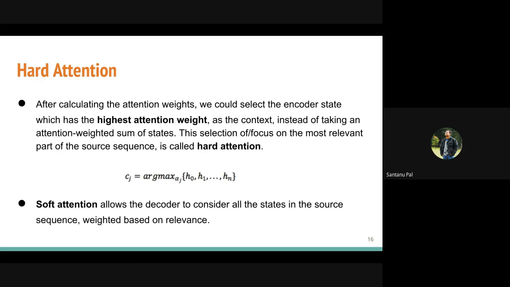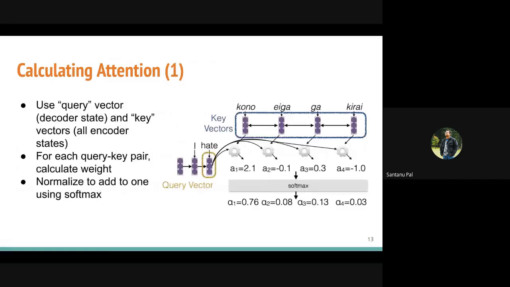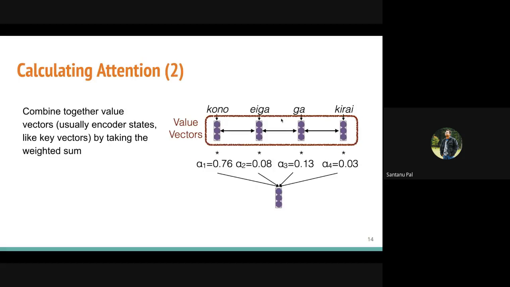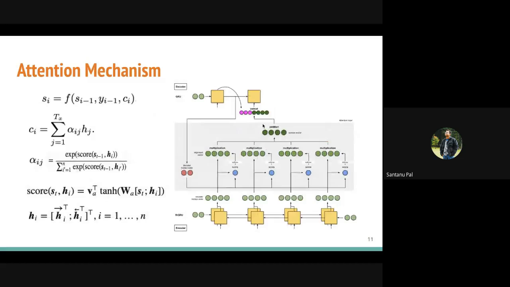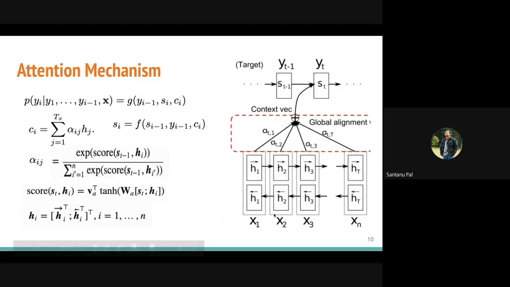Before, we took the sum of all input states. Let's see here. This context vector takes j equal to 1 to Tx, where Tx is the length of the input, so all the hidden states, and the context vector takes the weighted sum of all the inputs.